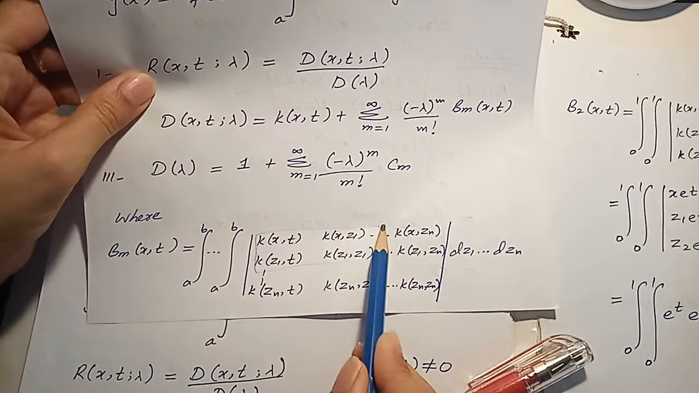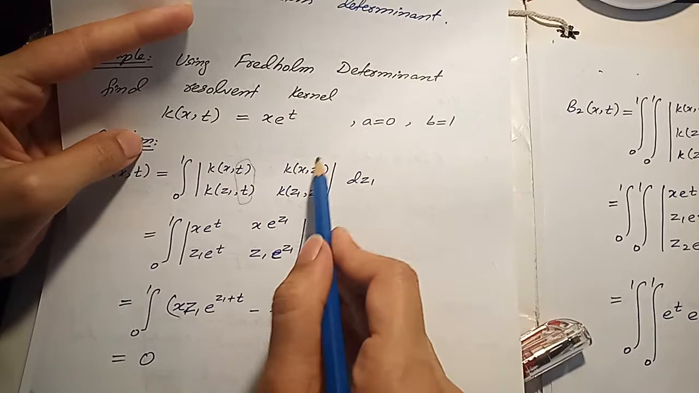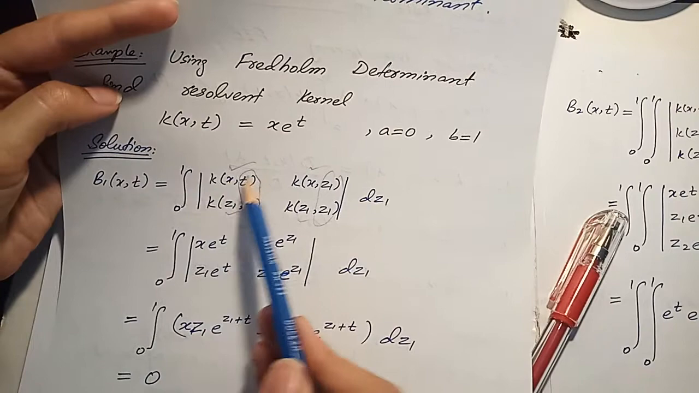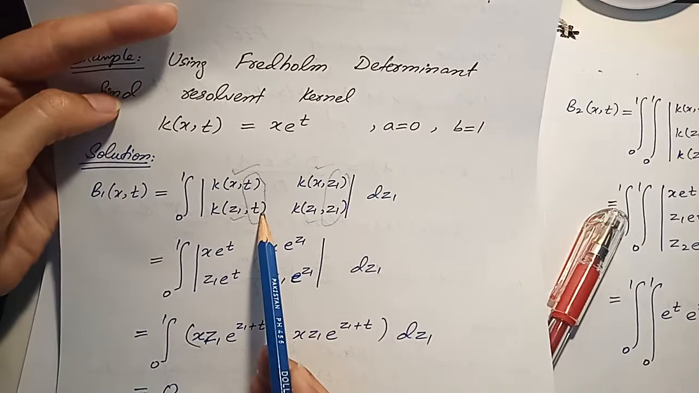I have written here K of (x, t), (x, z1), (z1, t), (z1, z1). See? The columns are t and z1, and in the rows you have x and z1, and integration is with respect to dz1. Okay, K of (x, t) is x e raised to power t. K of (x, z1) will be x e raised to power z1. K of (z1, t) will be z1 e raised to power t, and K of (z1, z1) is z1 e raised to power z1.